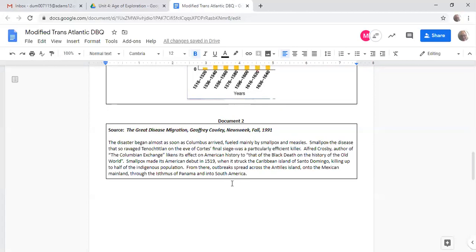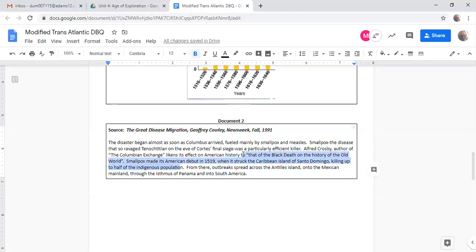Okay, so the prompt again is asking how it impacted the people. This one's pretty easy. It impacted the indigenous people of the Americas by killing them. Disease killed them, it ravaged them. And again, when I go to pick out the best piece of information that would support that, we could do something like Alfred Crosby likens its effect to the Black Death. It came to America in 1519 on Santo Domingo, killing half the population.